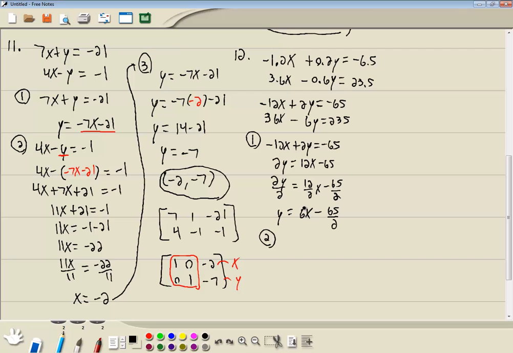Step 2. By the way, if you like decimals, you could work these with decimals. It doesn't matter. Step 2 is plug this into the other equation. Okay, so we were working with this first one, so we'll plug into the second one. So we got 36x minus 6y is equal to 235. So we got 36x minus 6 times. Now, up here we said y is equal to 6x minus 65 over 2. So we're going to replace just the y in the other equation with 6x minus 65 over 2.